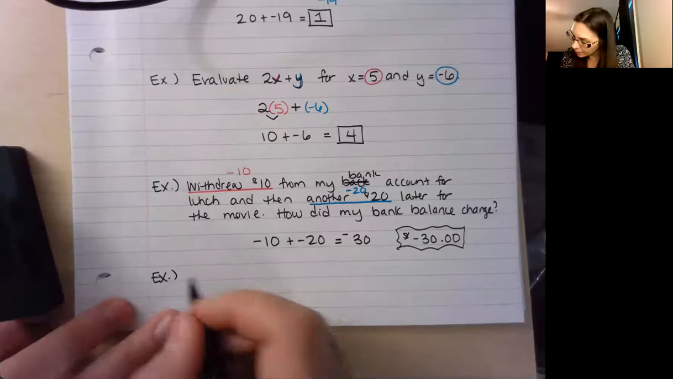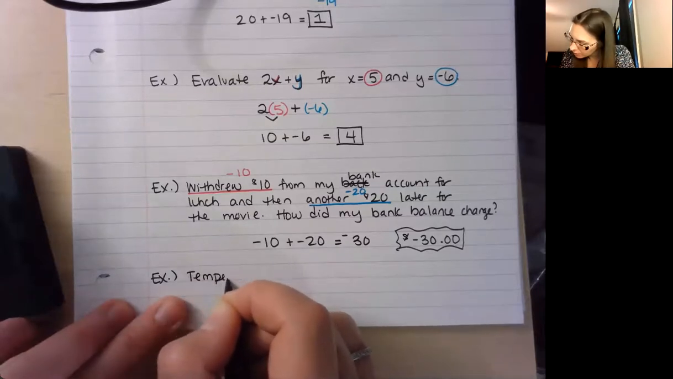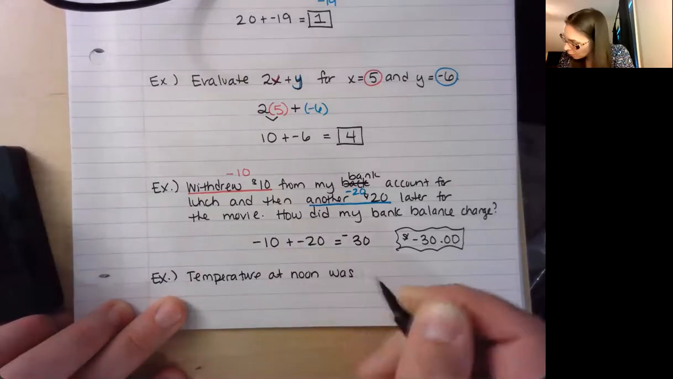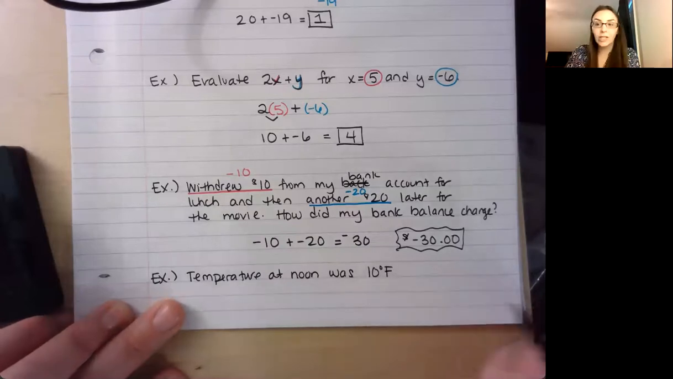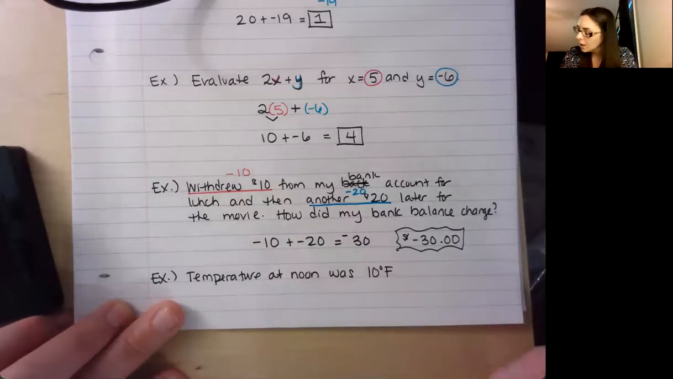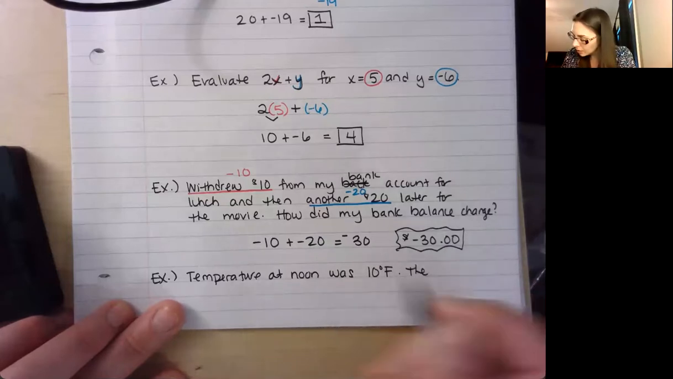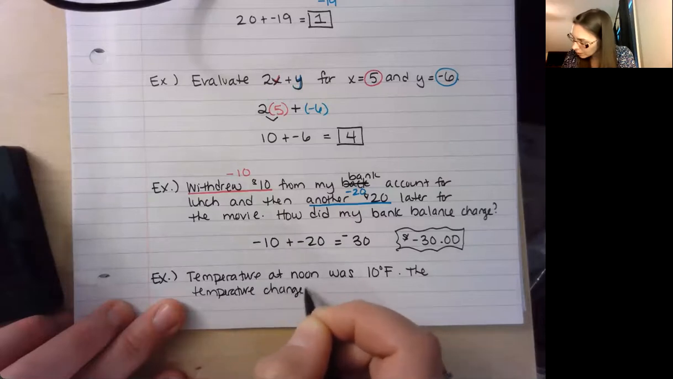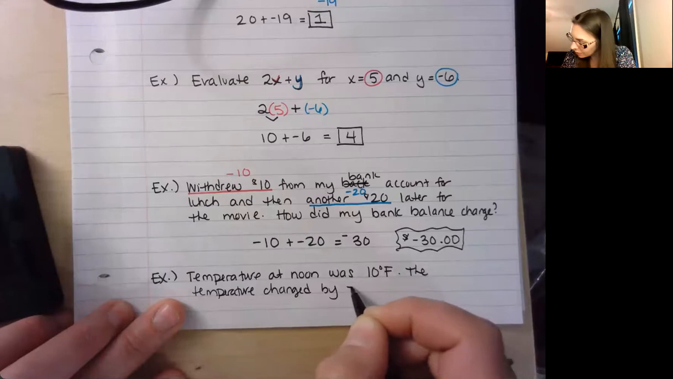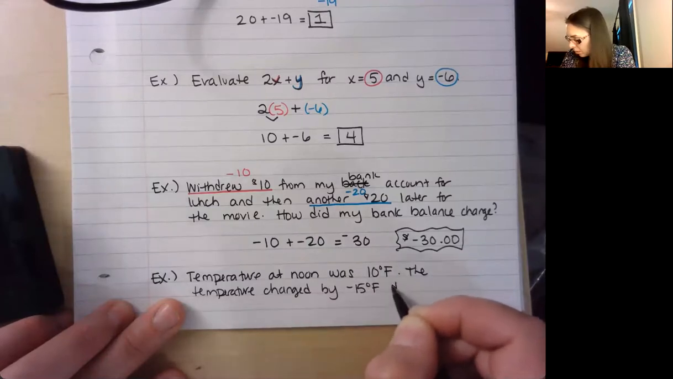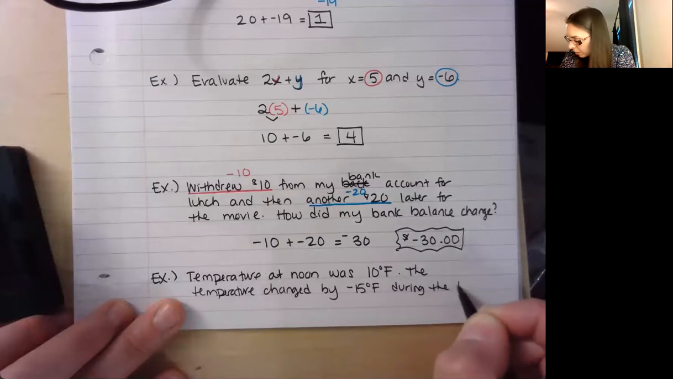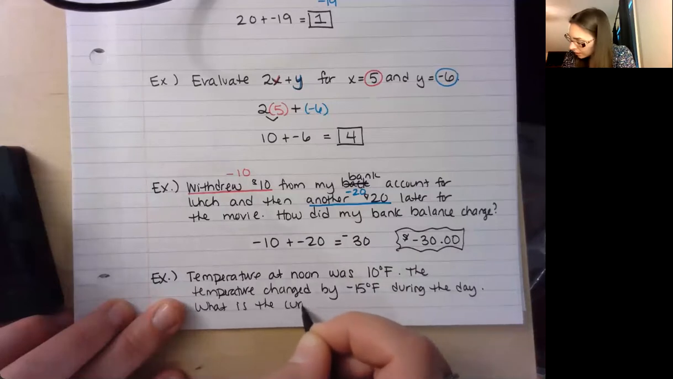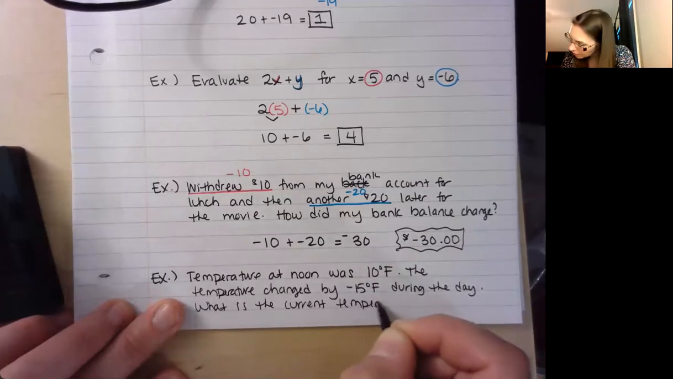So let's say that the temperature at noon was 10 degrees Fahrenheit. So it's one of those really cold New England days. How about that? The temperature changed by -15 degrees Fahrenheit during the day. What is the current temperature?